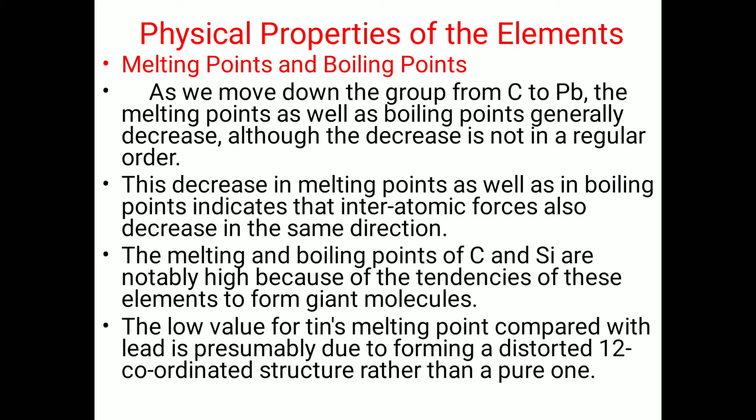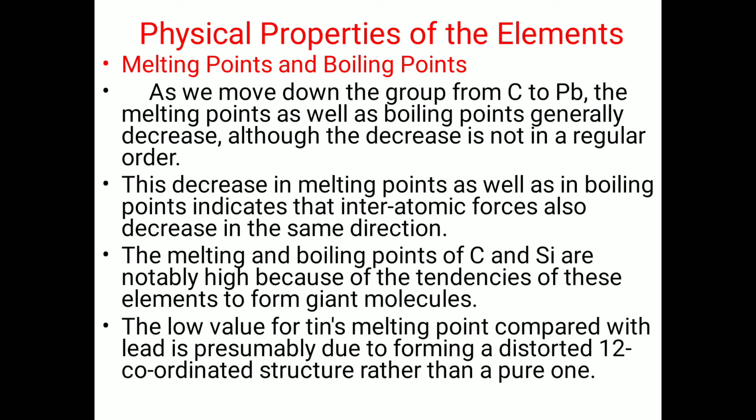As we move down the group from carbon to lead, the melting point as well as boiling point generally decreases, although the decrease is not in a regular order. This decrease in melting point as well as in boiling point indicates that interatomic forces also decrease in the same direction. The melting and boiling points of carbon and silicon are notably high because of the tendencies of these elements to form giant molecules.